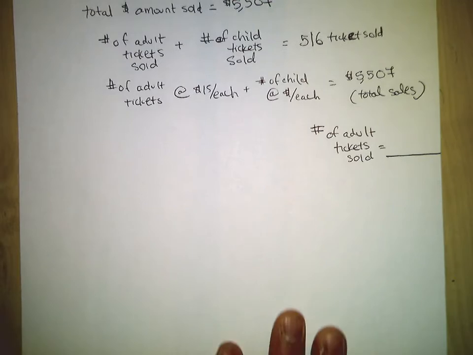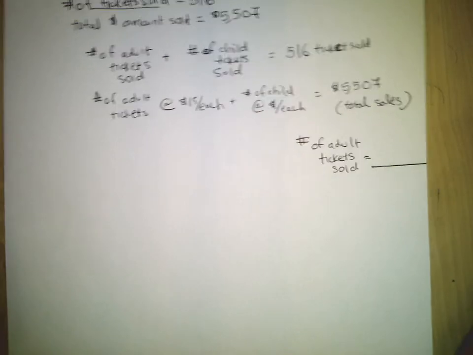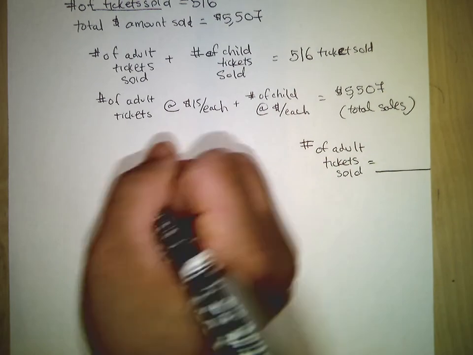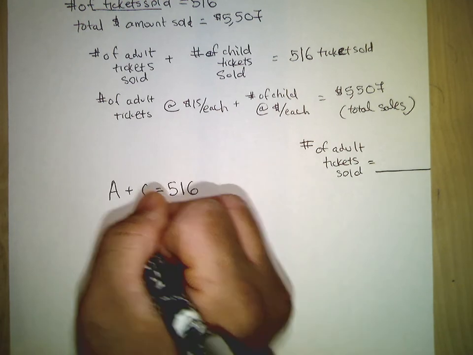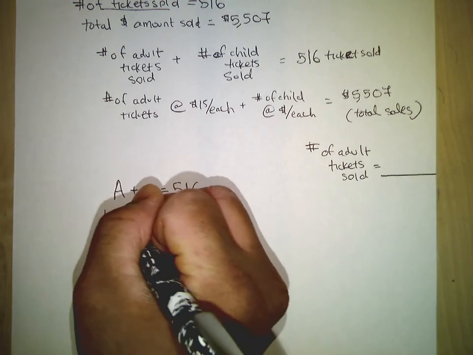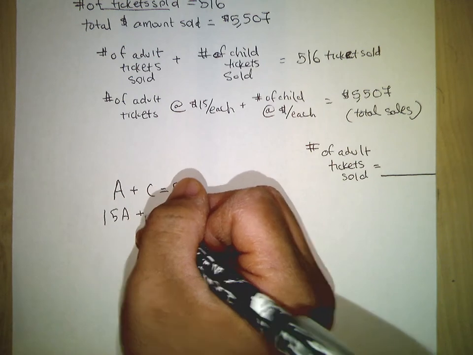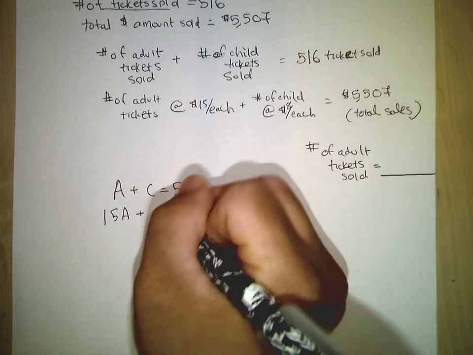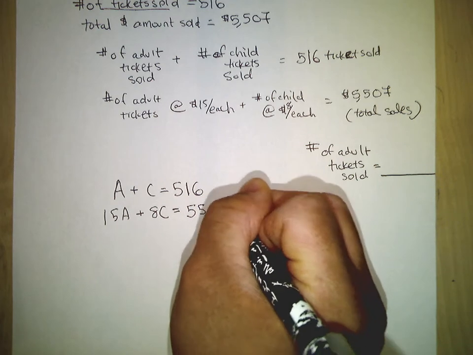All right, so now let's go ahead and try this problem here. So I'll use A for adult and C for child. So A plus C is 516. And then this is similar to the coin problem. So 15A plus, let's see, did I say this? Yes, I said $8 each. So 8C is equal to $5,507.